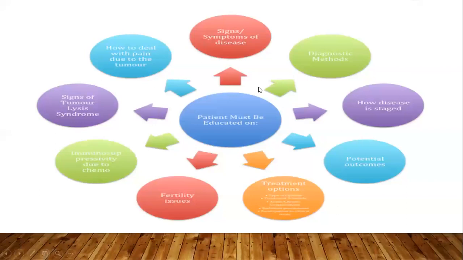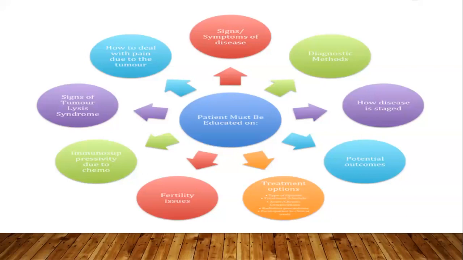So some of the key things that you want to discuss during that family conference, in a snapshot, are the signs and symptoms, the diagnostic methods, how the disease is staged, the potential outcomes, the treatment options, and fertility issues. Fertility issues are also key, because we saw the median age of 35, so these are people at reproductive age, and there are concerns on fertility which should be addressed. You don't want a situation whereby you start the patient on chemo without discussing fertility or conception, and within the second cycle the patient comes to you already pregnant, complicating the whole management plan.